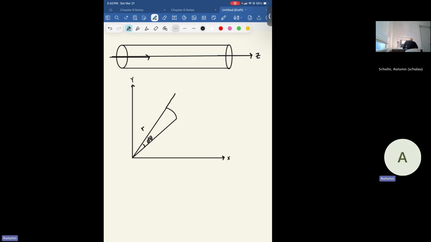If we extend these lines outwards, that is going to be some sort of addition to our radius that we're going to put as dr. We're going to have a direction pointing upwards. That is going to be representative of our z line. And this is a change in that. So this is going to be dz.